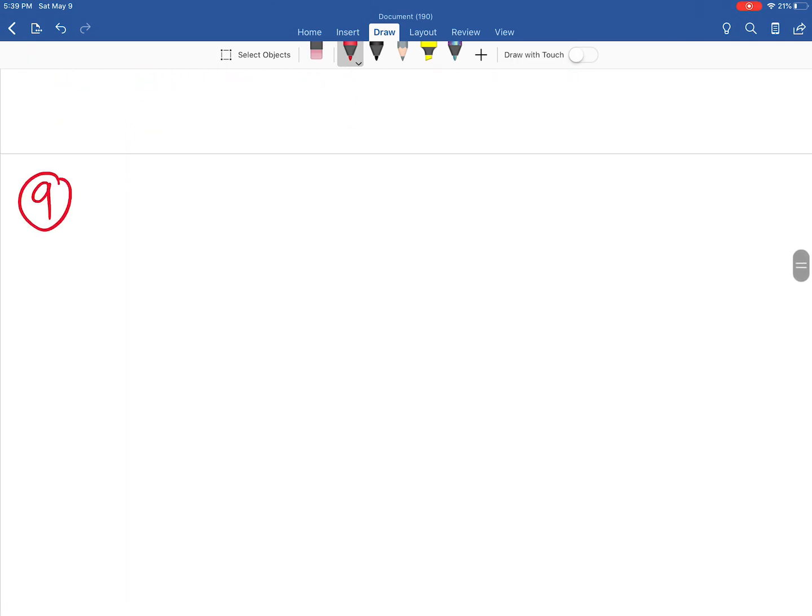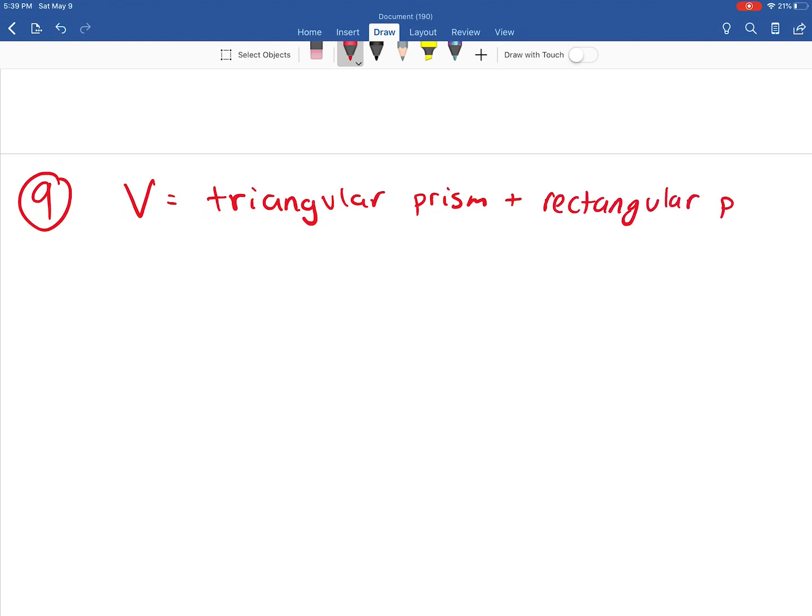Number 9. Find the volume of each figure. Well, if I look at this shape, I see it's sort of a house. So I'm going to need the volume of the triangular prism on top. I know it's a triangular prism on top because it has two bases that are shaped as a triangle. And I'm going to need to add the rectangular prism on the bottom. I know it's a rectangular prism because the bases are rectangles.